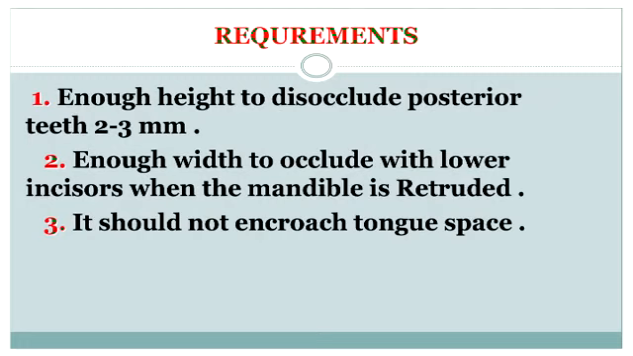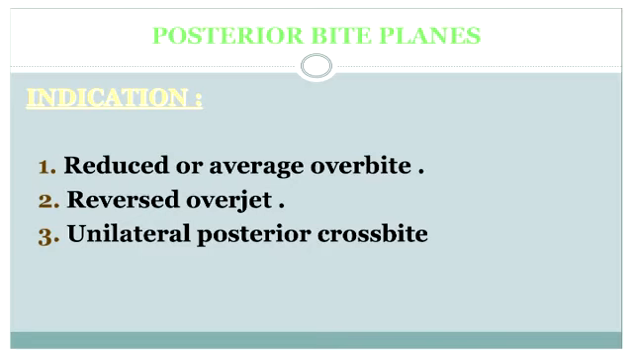Enough height to disocclude posterior teeth, 2 to 3 millimeters. Enough width to occlude with the lower incisor when the mandible is retruded. It should not encroach on tongue space, in order not to prevent the normal movement of the tongue and the pronunciation of some letters. Posterior bite plane.